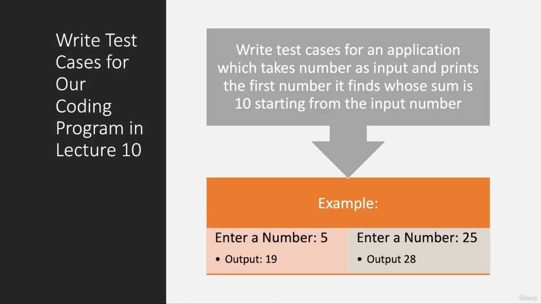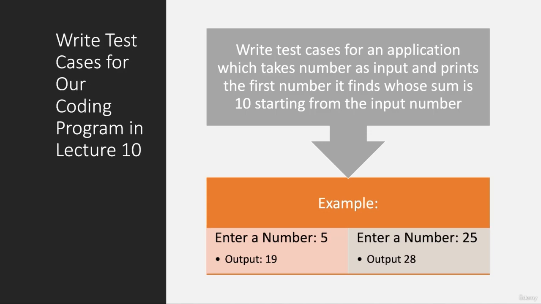Now, as a tester, you have to think that the application is a black box. You know that the application takes input as a number and it prints output as a number based on certain calculation. Your goal is to test the application, whether if I give the number input as 5, it is really giving me an output of 19. If it is not giving me an output of 19, it means the application is not doing its job. So as a tester, you have to write test cases to test this application.